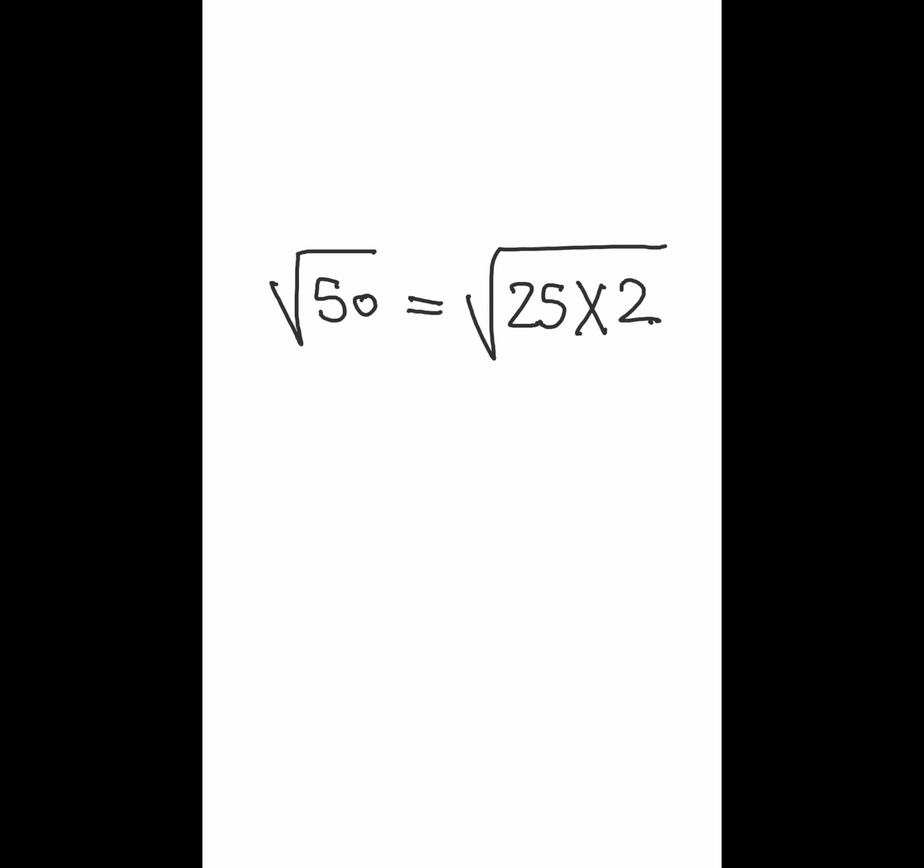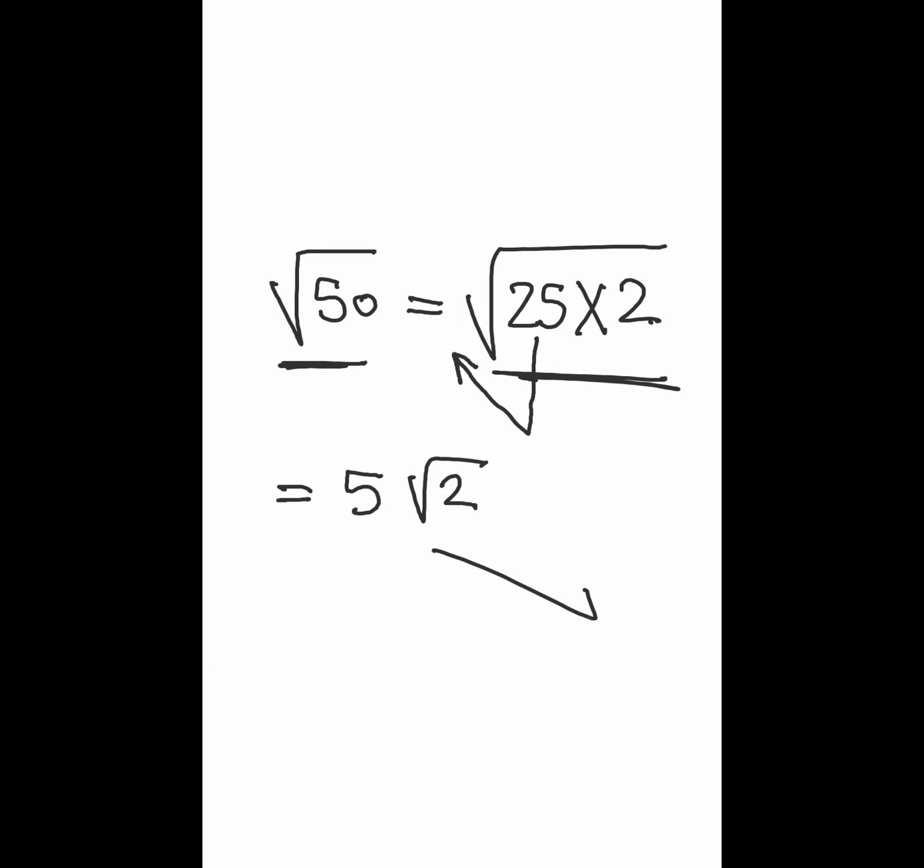Okay, so I said that the square root of 50 equals the square root of 25 times 2. But now, 25, this one, we can get the square root of this number, so it will equal 5 square root of 2. Okay? This is about the multiplication.